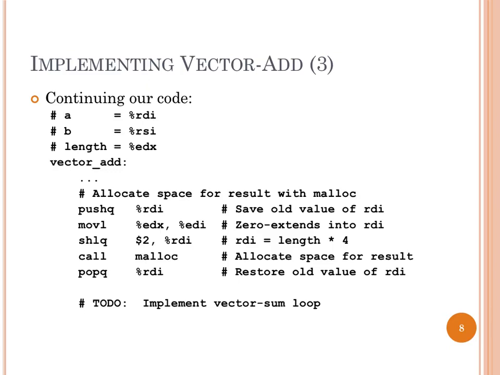That has the nice benefit of zero extending into all of RDI. We shift it left 2 bits. That multiplies it by 4. And then we call malloc. And that's all we have to do. Now, magically in RAX, RAX will either contain a pointer to our memory or it will be null because something went bad. But we're going to assume that everything worked fine. Any questions? Yes?